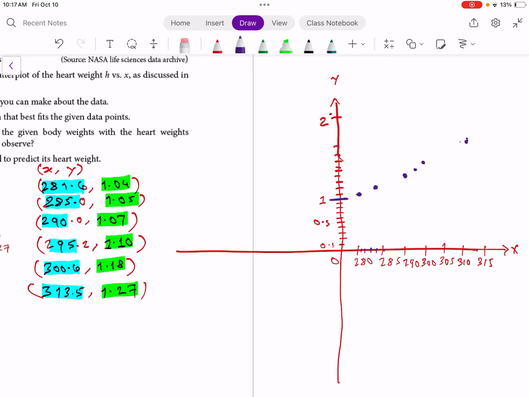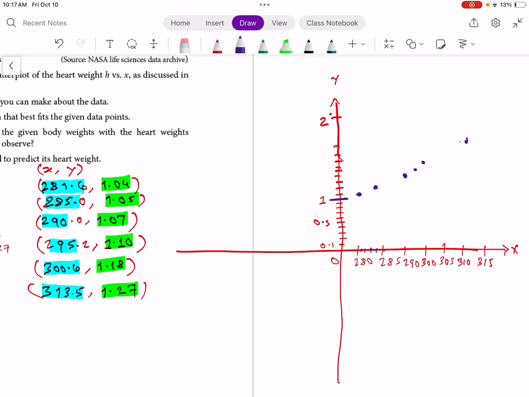Now we have to make an observation here. What kind of graph does it look like? Now we do not connect every point here. Okay, now using these points, we have to draw a straight line here.